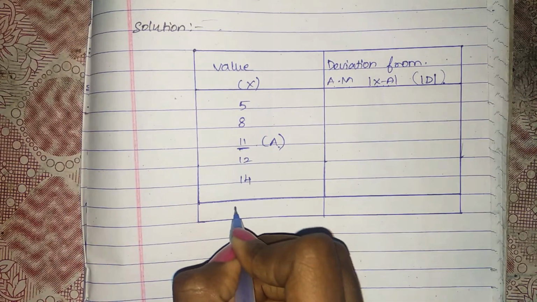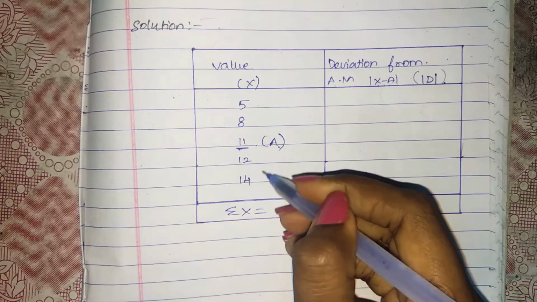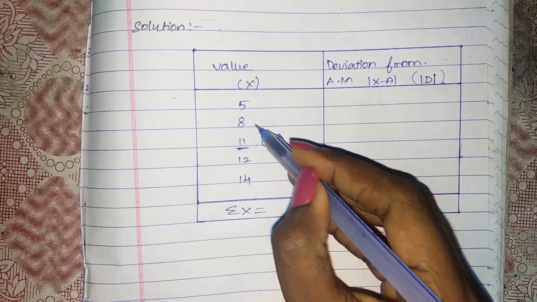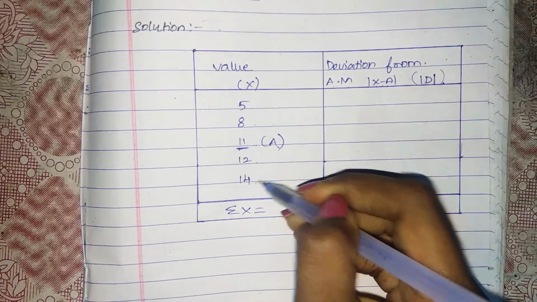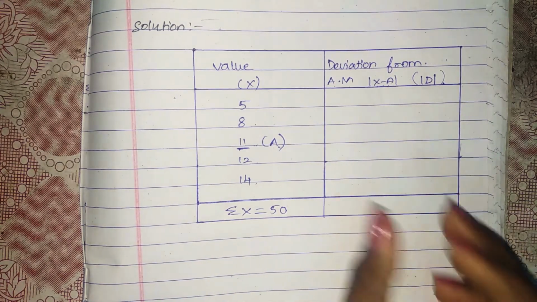Now we are going to find the summation of x. Summation x means we have to add up all these values: 5 plus 8 plus 11 plus 12 plus 14 is equal to 50. Once we find this, we can derive the answer for the next column.